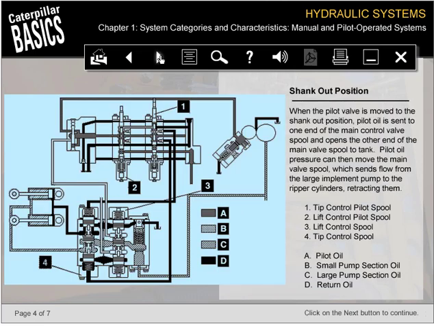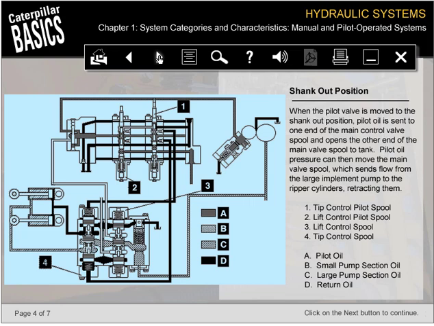When the pilot valve is moved to the shank out position, pilot oil is sent to one end of the main control valve spool and opens the other end of the main valve spool to tank. Pilot oil pressure can then move the main valve spool, which sends flow from the large implement pump to the ripper cylinders, retracting them.